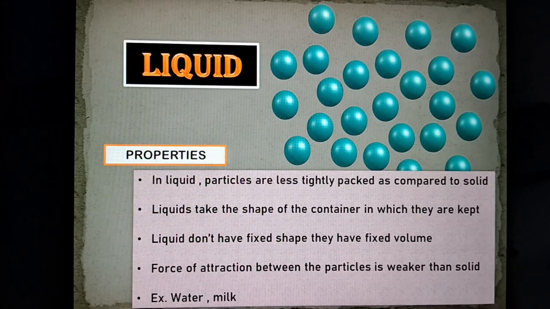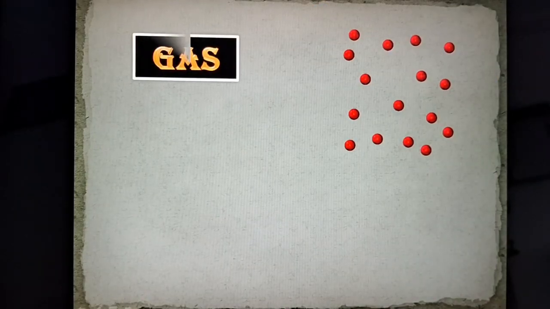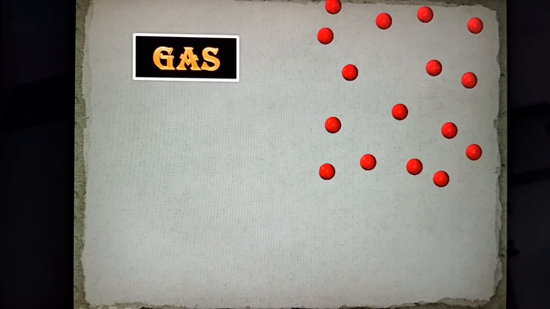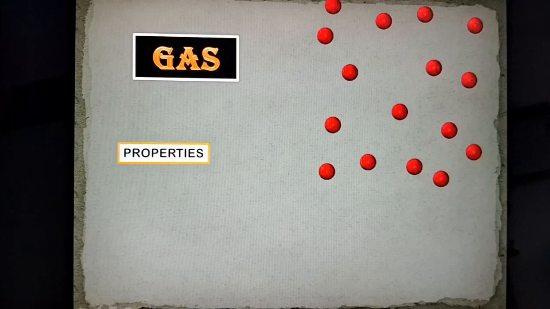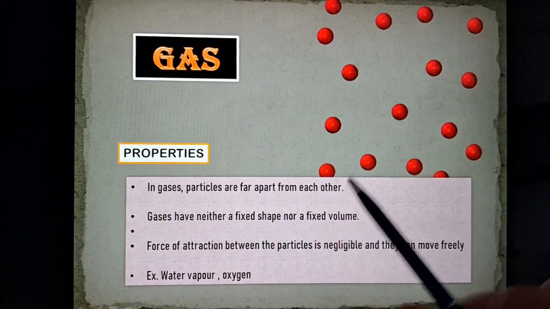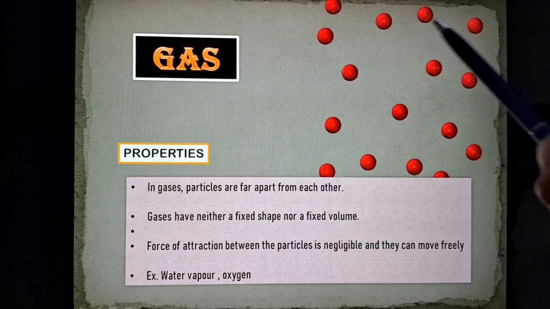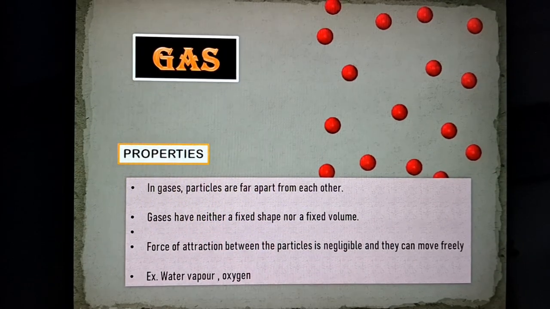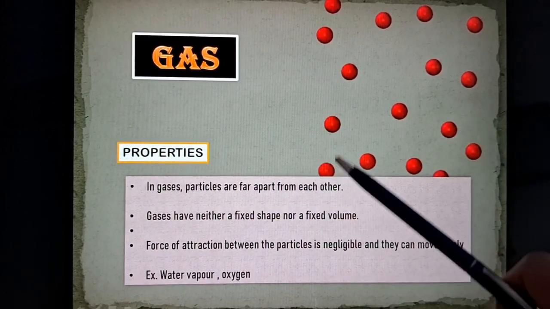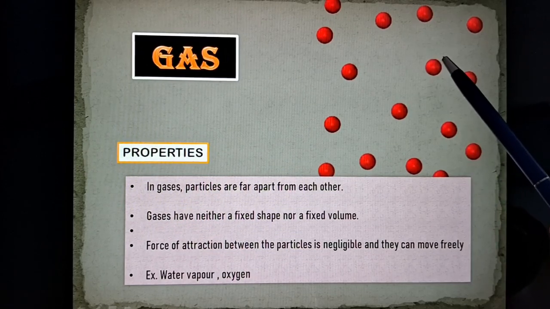Now let's discuss the third state of matter, which is gas. You can see in the given picture the molecular structure of gases. Now let's discuss the properties of gases. The first property of gases is that the particles are far apart from each other. You can see in the picture there is a very large distance between the two molecules. That is, there is too much distance between two molecules of a gas.